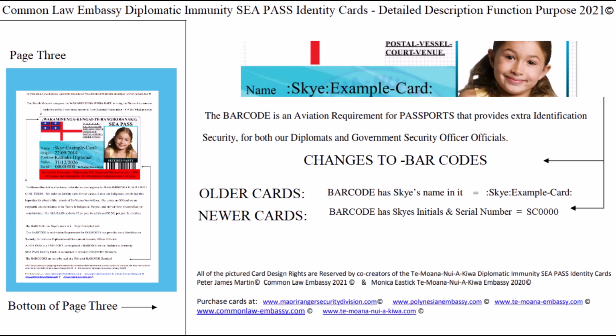There has also been changes to the barcode. So when we type in the barcode information, we no longer put the entire name. We just put the initials and the unique serial number. And that's to make the barcode more effective. When you clog it up too much, it might not scan. So that's what we've done.